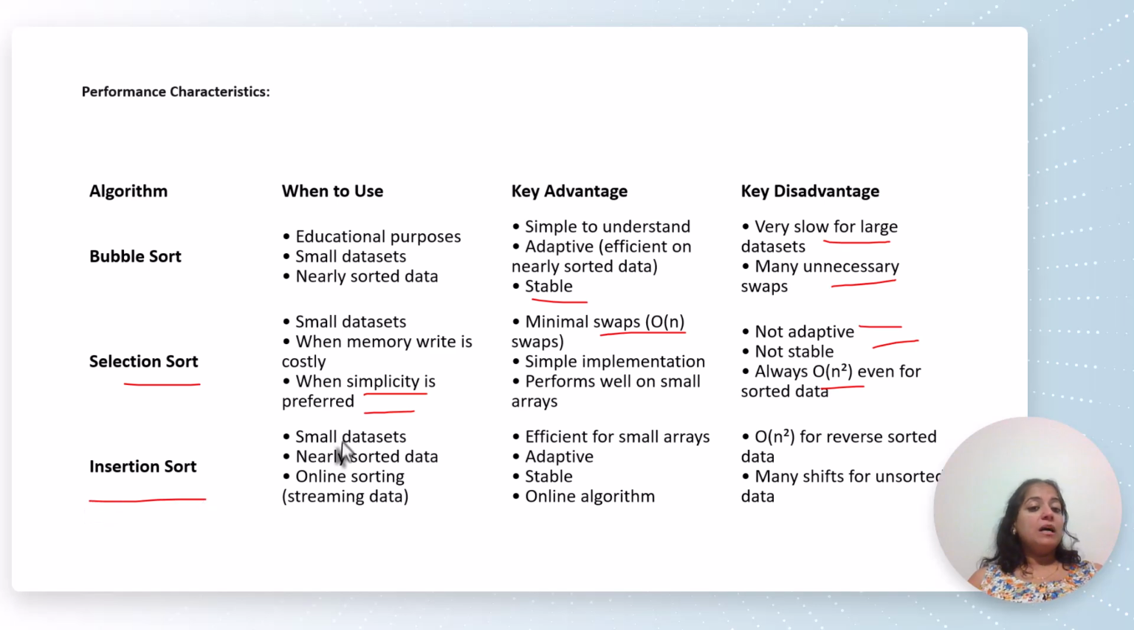Insertion sort algorithm, again for small data sets, because all these three have a complexity of big O of n square, right? So we can use these only for small data sets but not for large data sets. And it is efficient for small arrays, adaptive, stable, and an online algorithm. Big O of n square for reverse sorted data, and many shifts for unsorted data.